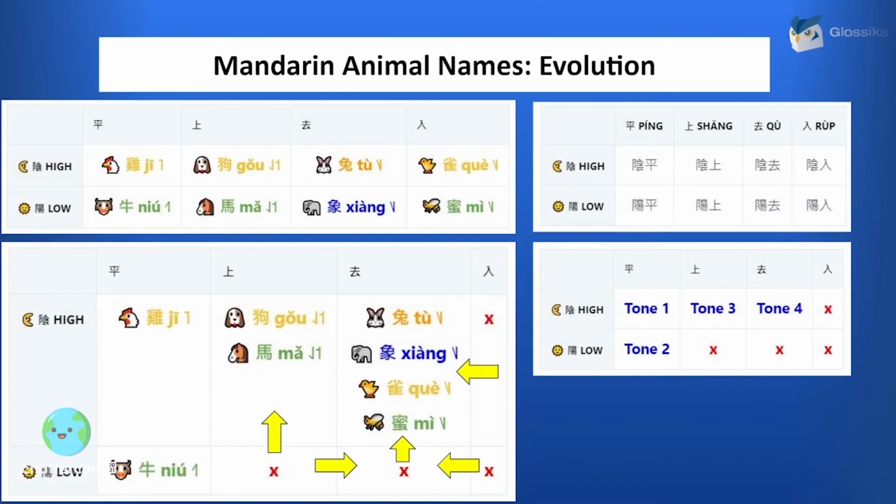So what happens here is that there's an overwhelming amount of words in Mandarin that are pronounced in the 4th tone, and then the 3rd tone just has those 2 tone categories that have merged, and the 1st and 2nd tone are left as they are.